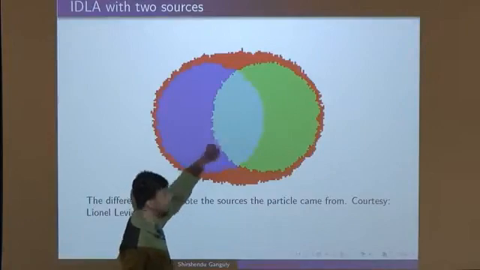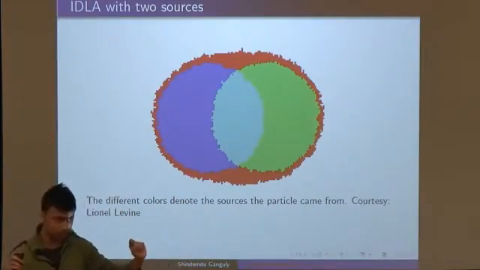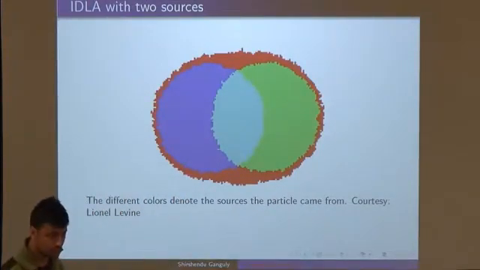What's the difference between the light blue and the red? So here, these are the two regions where you can have particles from both sources occupying. But again, why are there two regions?